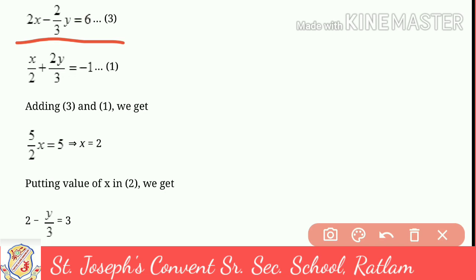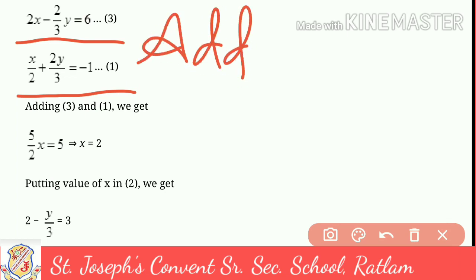And just write equation number 1 below this equation number 3. That is x upon 2 plus 2y upon 3 is equal to minus 1. Equation number 1 as it is, we have written below equation number 3. Now can you observe the sign? The coefficient of y in equation number 3 is minus 2 by 3, and in equation number 1 it is plus 2 by 3. Now I have already told you, whenever the signs are different, simply add the two equations, and when the signs are the same you are supposed to just subtract one equation from the other.